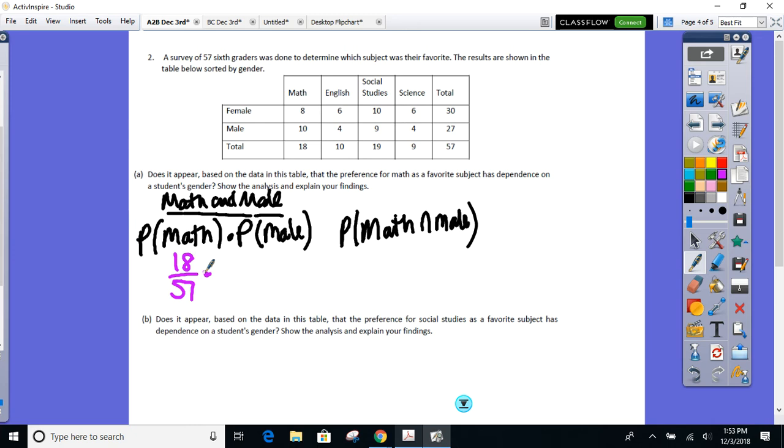How many males? Probability you're male. Calm it down there, Yoga. 27 out of 57. And then what about math and male? 10 out of 57. Yep.